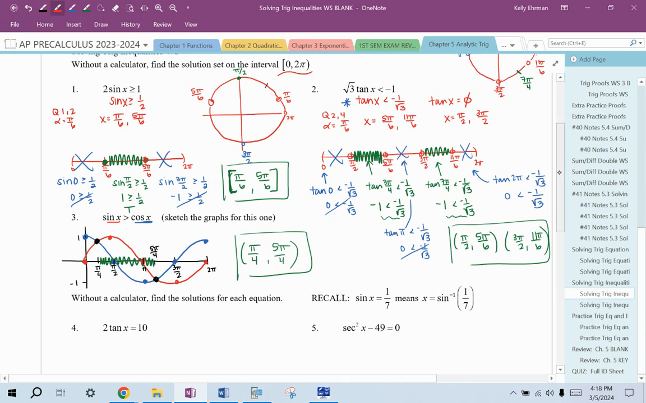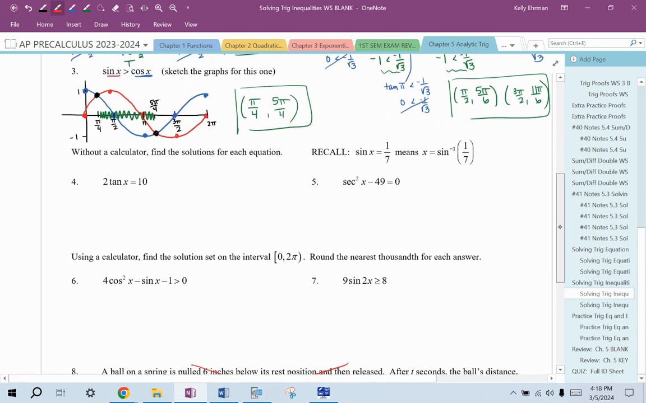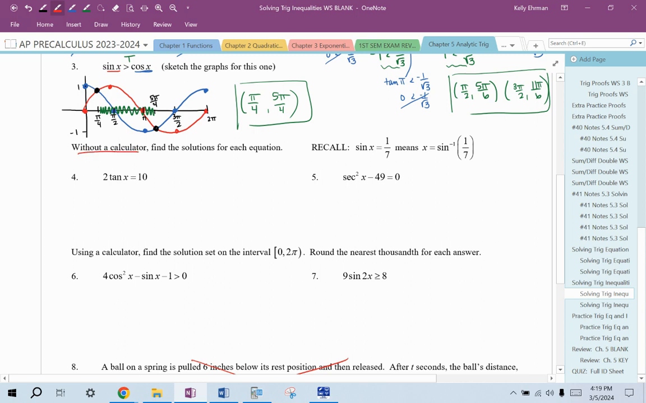All right, now we talked about number 4 in class, in all of the classes. So without a calculator, I put these questions on here to act like our AP classroom. Without a calculator, I would still need to isolate this trig function. And to solve for x, to get rid of the tangent, you can inverse tangent both sides.